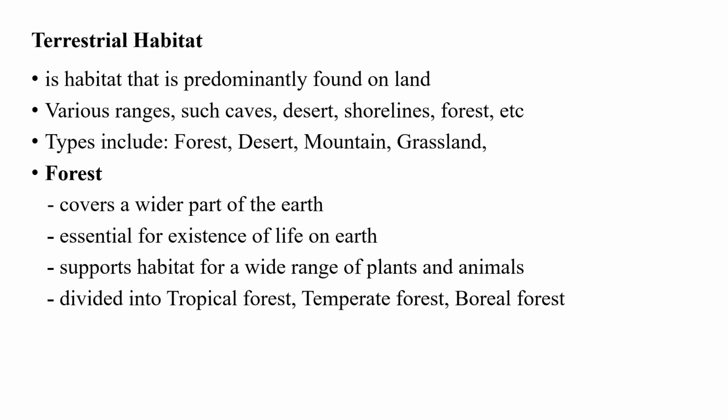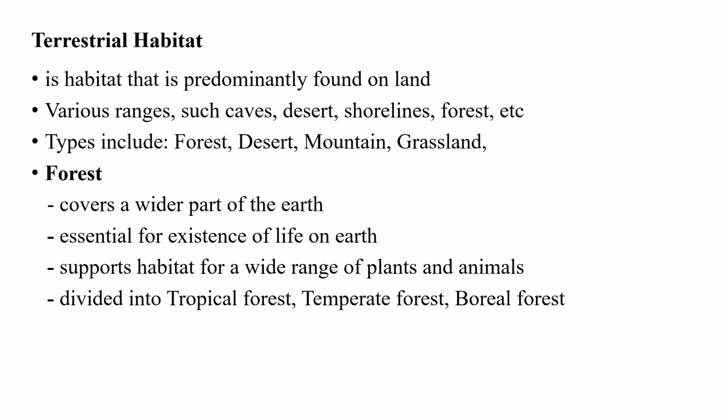Today, we shall start by looking at terrestrial habitats. Terrestrial habitat simply means habitat that is predominantly found on land, that is, land being used as a place of abode for most organisms. It has various ranges, that is, different habitats on the land, such as caves, deserts, shorelines, forests, and that's why they have been classified into four different types. These are forests, deserts, mountain, and grasslands.